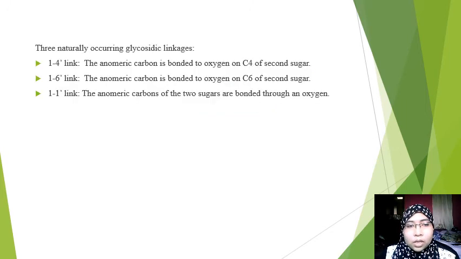There are three naturally occurring glycosidic linkages. Firstly, the 1,4' link: the anomeric carbon is bonded to oxygen on C4 of the second sugar. Second, the 1,6' link: the anomeric carbon is bonded to oxygen on carbon 6 of the second sugar. And third, the 1,1' link: the anomeric carbons of the two sugars are bonded through an oxygen.